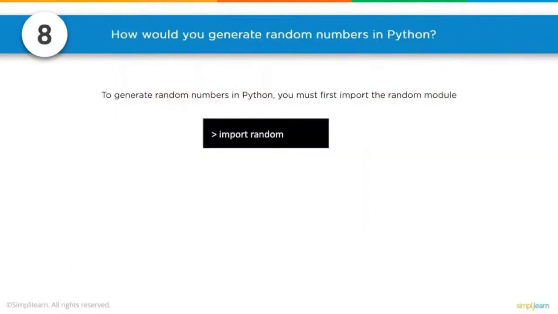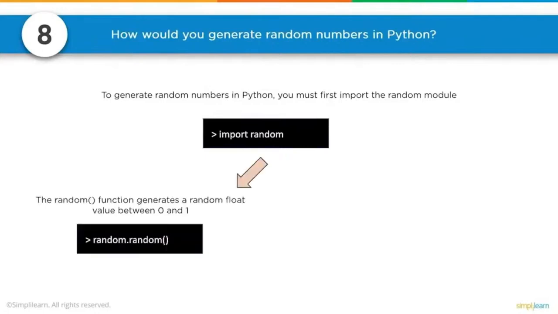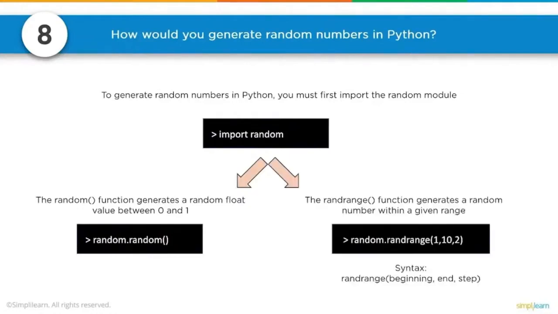Number 8. How would you generate random numbers in Python? To generate random numbers in Python, you must first import the random module. The random function generates a random float value between 0 and 1. The randrange function generates a random number within a given range. And you can see here 1 is the lower end, 10 is the upper end, and step 2. So it would be 1, 3, 5, and so on as far as the options in the random generation.